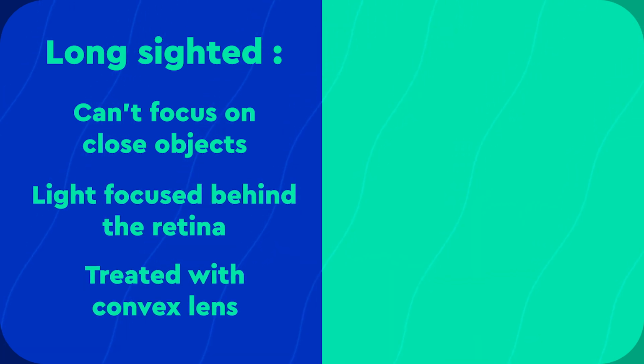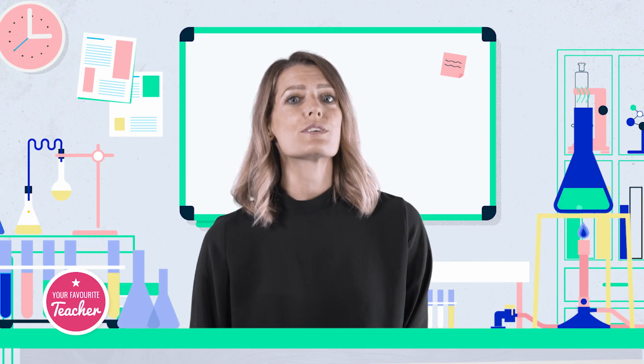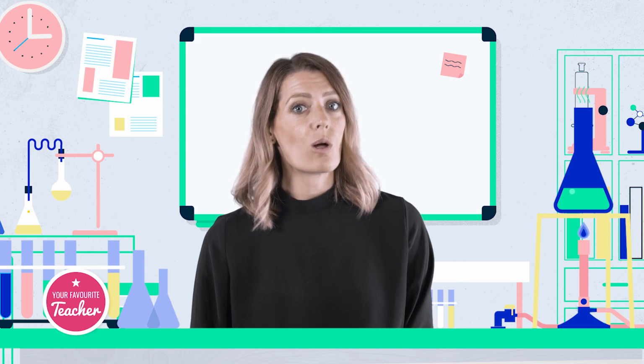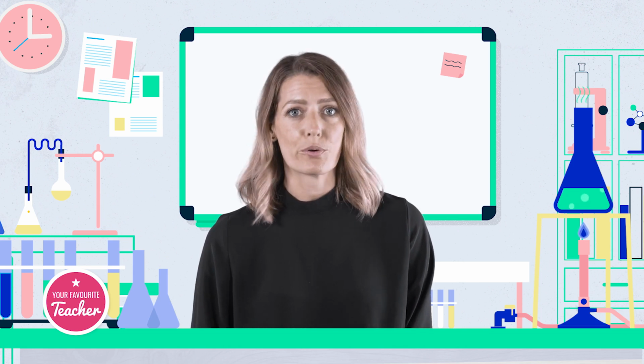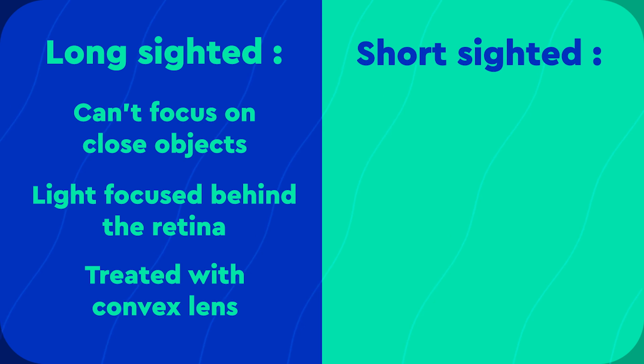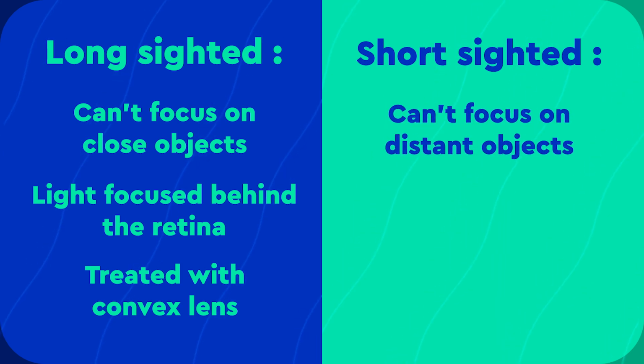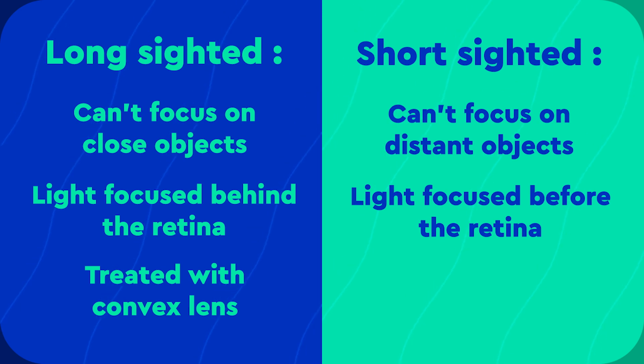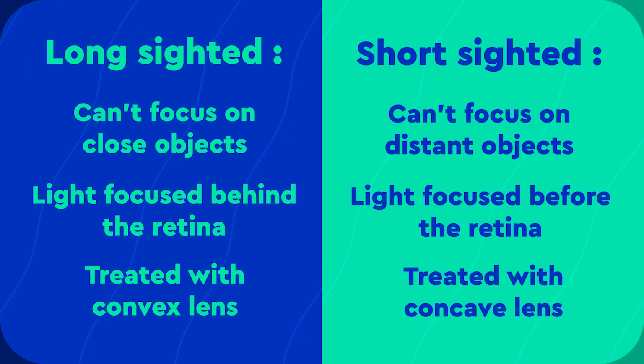Using a convex lens, a lens which is fatter at the centre than at the sides, will allow the light to focus within the eye. Long-sighted people are said to have hyperopia. Short-sighted people are unable to see distant objects. This is because the light focuses before the retina. You can correct this by using a concave lens, a lens which is slimmer in the middle than at the sides. Short-sightedness is called myopia.